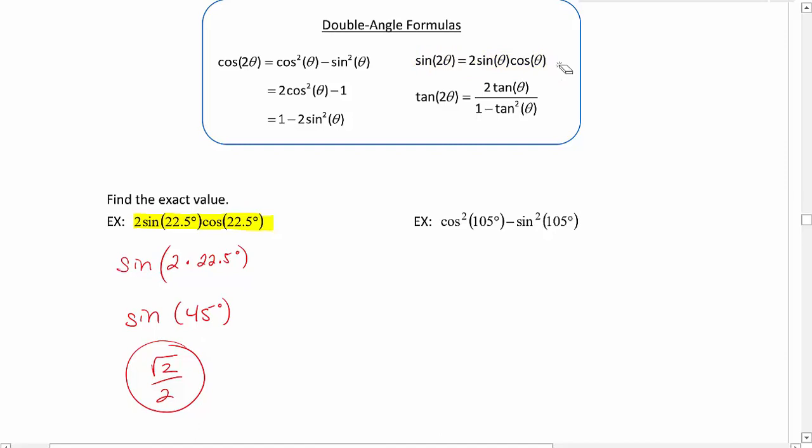Our next example says cosine squared of 105 degrees minus sine squared of 105 degrees. 105 degrees, if I double that, that's 210. That's something that is on my unit circle. So we're going to be going that right to left direction again. I want to look to see which of these formulas is cosine squared minus sine squared. And that's our first cosine formula.